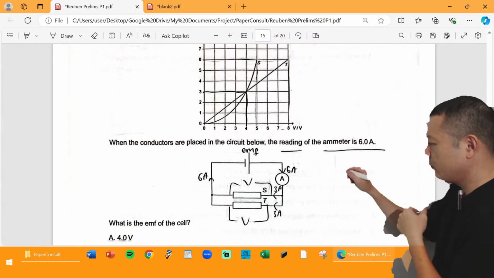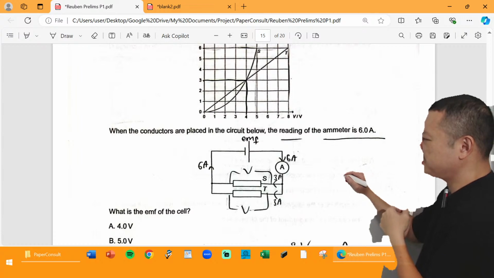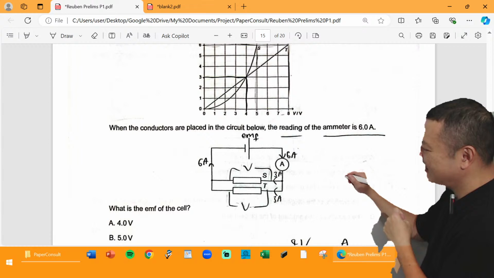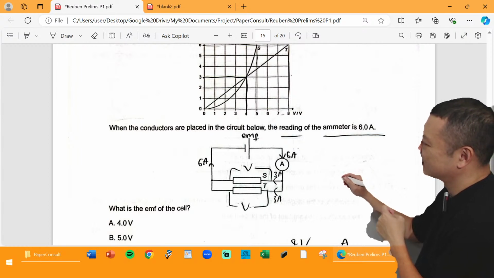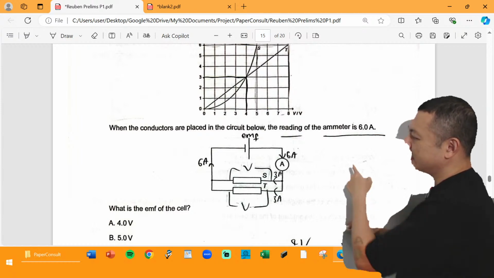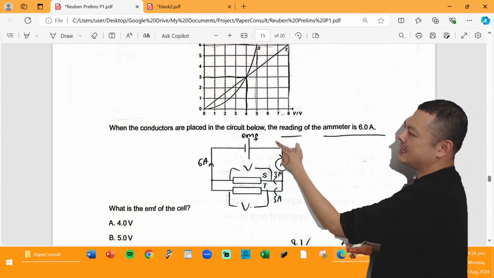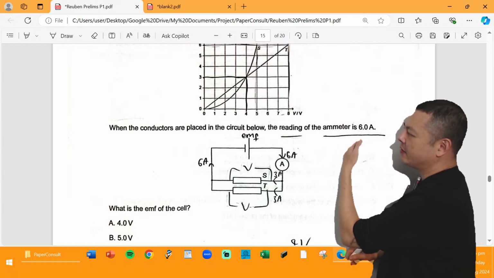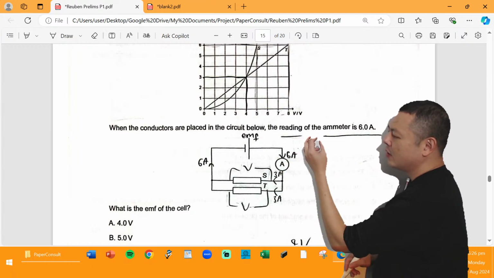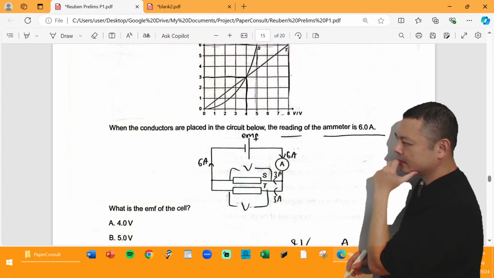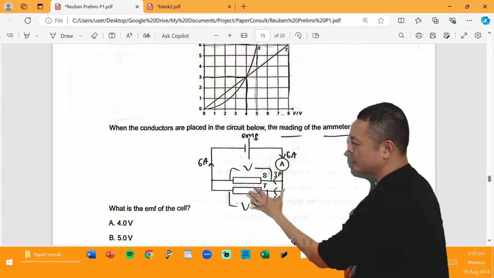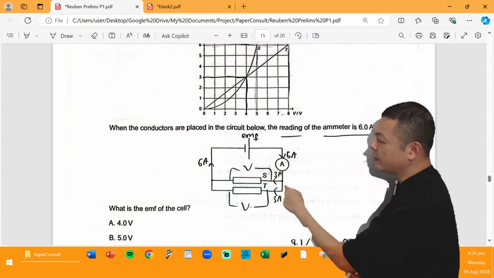So what are they asking for? Dang it. So they say that when they are placed in the circuit below, the reading of the ammeter is 6 amperes, which is a combined current from both S and T, but you don't know what's the EMF of the battery. You have no idea how many volts this is.